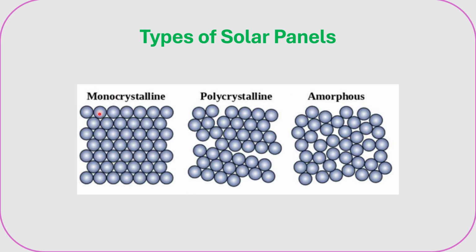This is another view of the molecular or cell structures for the different types: monocrystalline, polycrystalline, and amorphous. So with this, the types of solar panels come to an end.